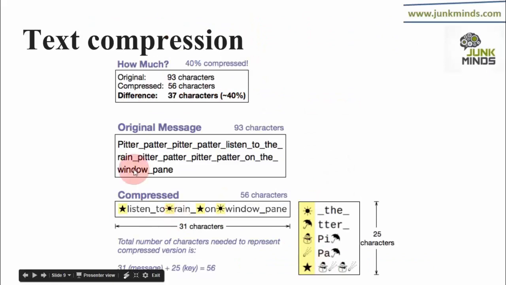So the compressed data would look something like this, and this would be 31 characters. Here we need to note that we need to send the key along with the compressed data, because otherwise decompression becomes very tough. So the number of characters transmitted is 31 plus 25, that is the key, which equals 56, which is almost 40% less than the original data. So how much is it compressed? 40% compressed. So this is all we had to learn about the applications of image processing in today's lecture.